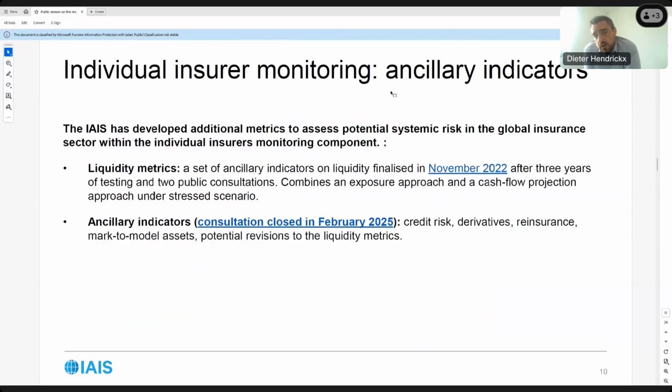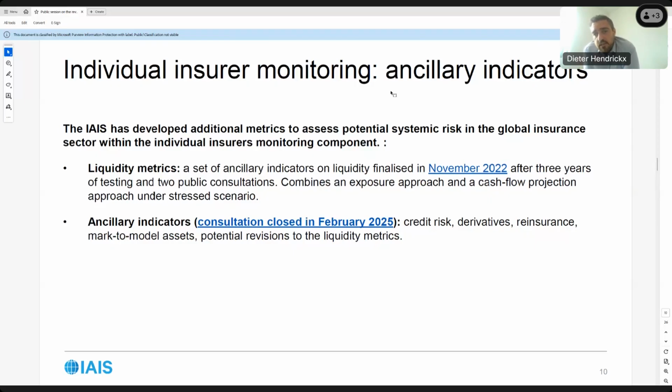Next to these data that we gather to calculate the risk score, we also have data that we gather to develop and set up what we call auxiliary indicators. Auxiliary indicators are those indicators that we use for monitoring purposes, but without a direct impact on the systemic risk score. Most of you will know that we have already metrics concerning liquidity risk. So we have a set of auxiliary indicators, which was finalized in November 22, and for which you can find also all the details on the website of the IAS.